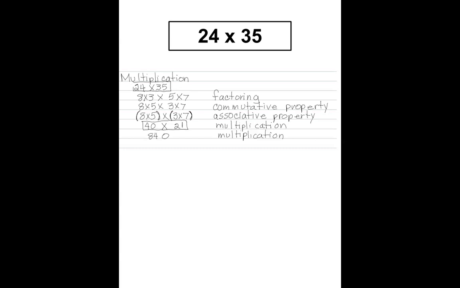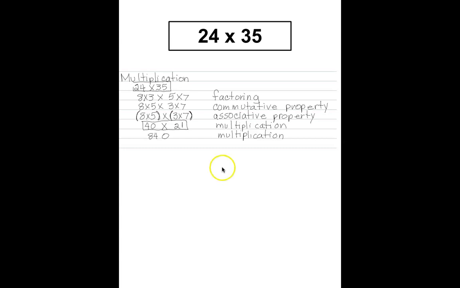So you would end up with 8 times 3 and 5 times 7. If we switch things around and turn it into 8 times 5 and 3 times 7 and associate those factors, it makes it a little easier. Now we have 40 times 21. So we have taken our problem 24 multiplied by 35 and simplified it into something we could probably solve mentally, which is 40 times 21.